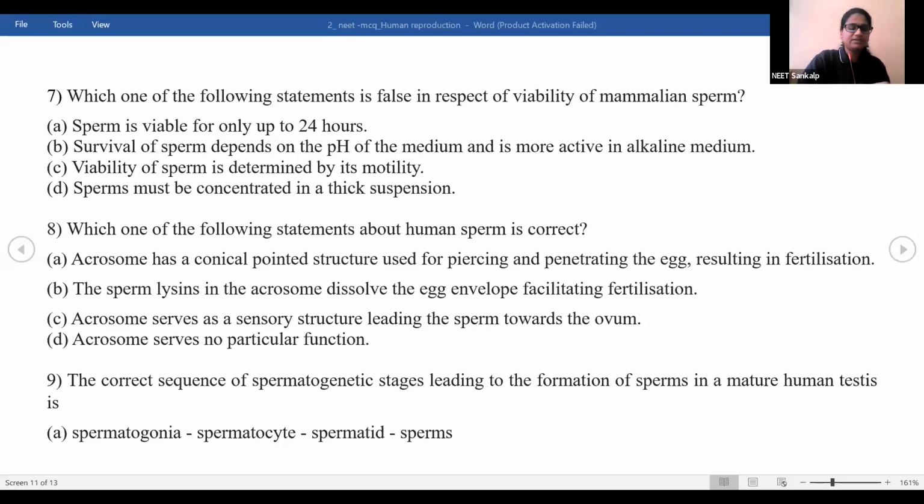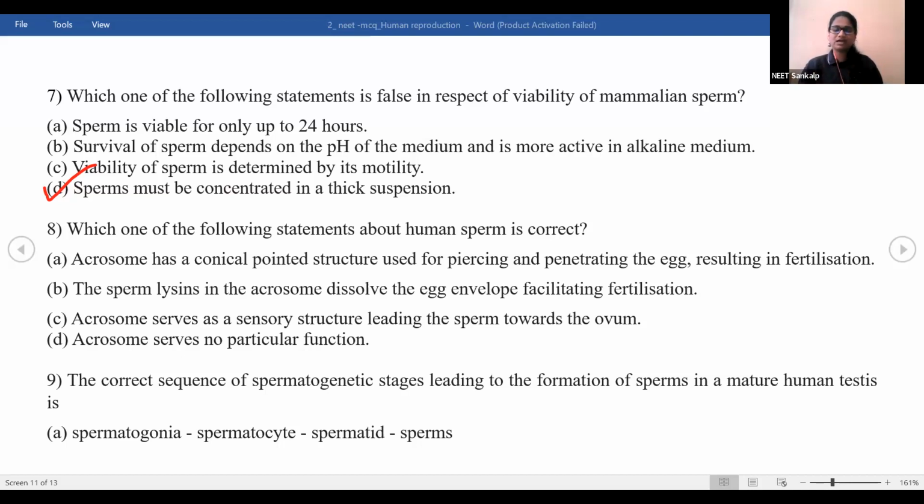Okay, option D. Eighth question. Which one of the following statements about human sperm is correct? Option A. Acrosome has a conical pointed structure used for piercing and penetrating the egg. Option B. The sperm lysins in the acrosome dissolve the egg envelope, facilitating fertilization. Option C. Acrosome serves as a sensory structure leading the sperm towards the ovum. Option D. Acrosome serves no particular function.